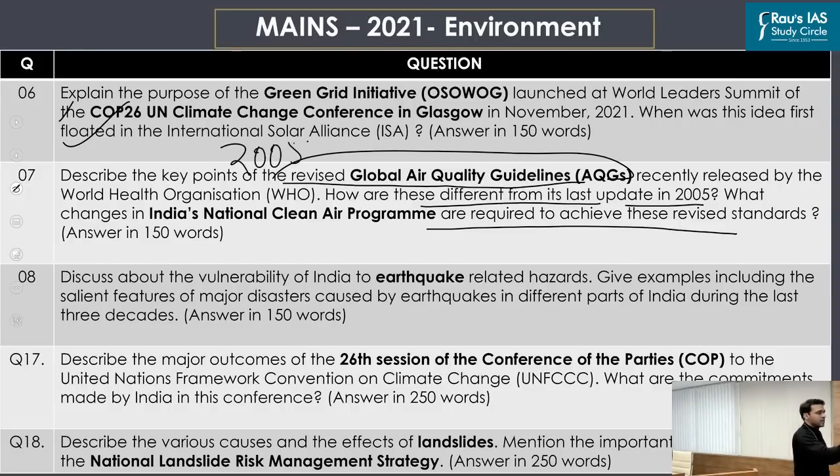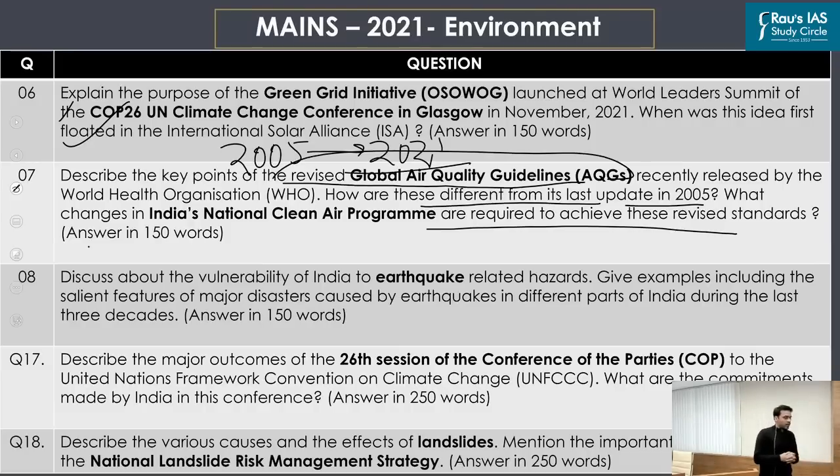Since then, WHO did not come up with any updated standards, because a lot of research has gone into air pollution, its various sources, and the important pollutants. For example, when it was last released, particulate matter was not given such great importance. And now, in 2021, after a period of 15-16 years, WHO came up with new updated guidelines. So the question was very much expected.